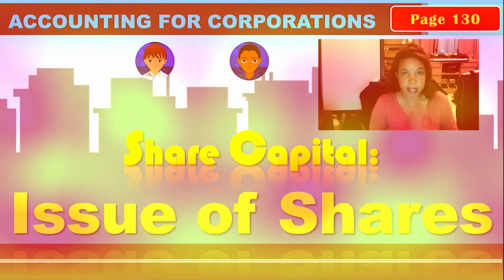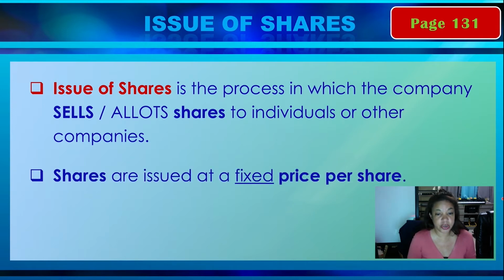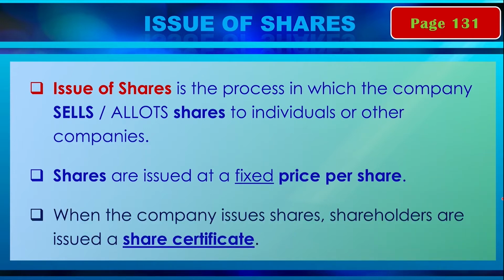So issue of shares. Issue of shares is a process in which the company sells or allots shares to individuals or other companies. Shares are issued at a fixed price per share, and the fixed price per share, we'll get into that. When a company issues shares, shareholders are issued a share certificate.